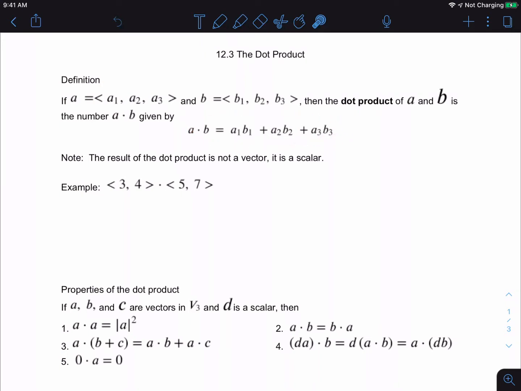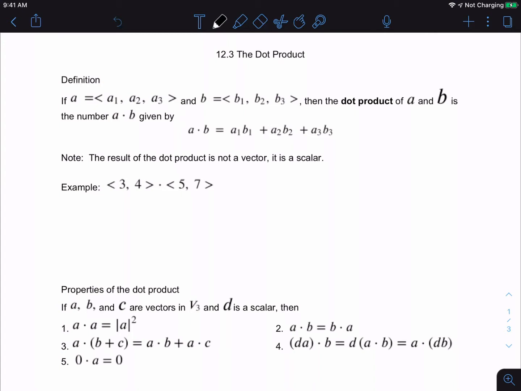Okay, so this is an example that I have here for a vector in 3 dimensions. The example that I'm going to do is a 2-dimensional one. The process is one and the same. So if I have a vector 3, 4 and a vector 5, 7, and I do the dot product to them, the result of that is going to be this.